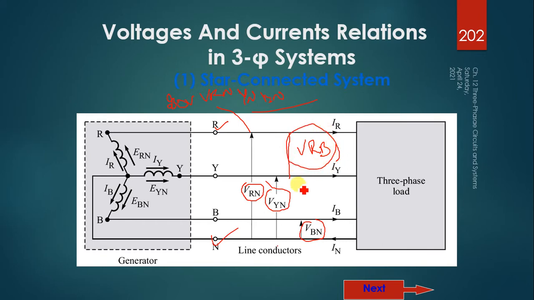VYB is also possible. VRY is also possible. So these voltages are 440 volts. So two combinations are possible in star connection. That's a major advantage, right?